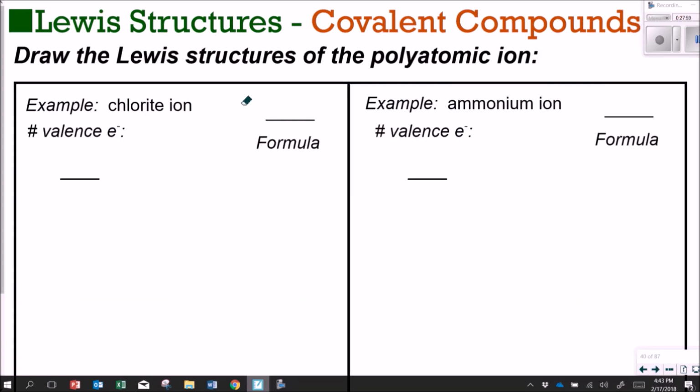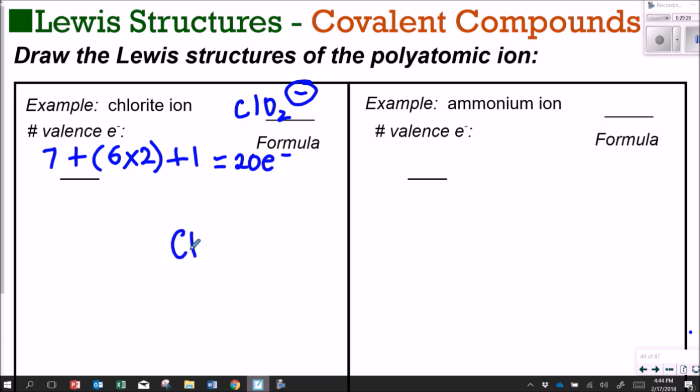The chlorite ion's formula is ClO2, the -1 charge. We count the available electrons. Chlorine is 7 and oxygen is 6, and we have 2 oxygens. But now we have to account for this negative charge. So because it is negative, it has gained an electron, so we add that gained electron. We'll put chlorine in the middle since there's only one of the chlorines, and I'm going to put 2 oxygens on each side. Then I'm going to give each oxygen an octet.